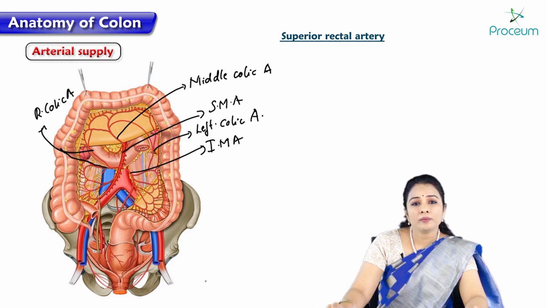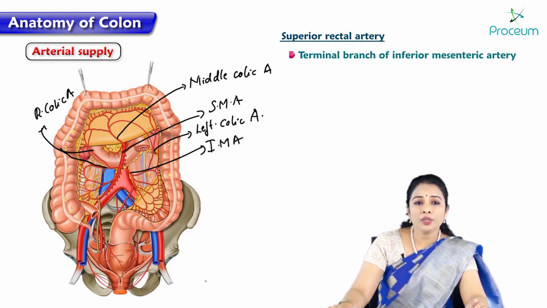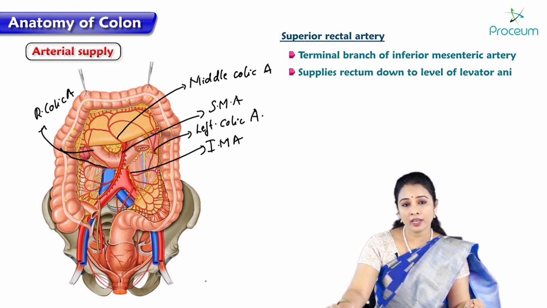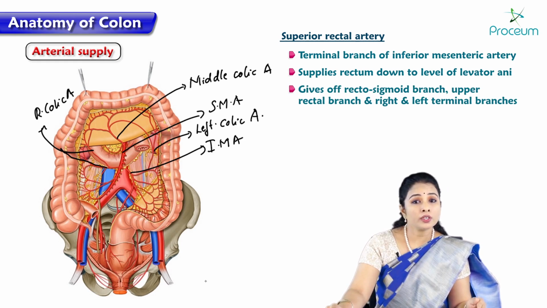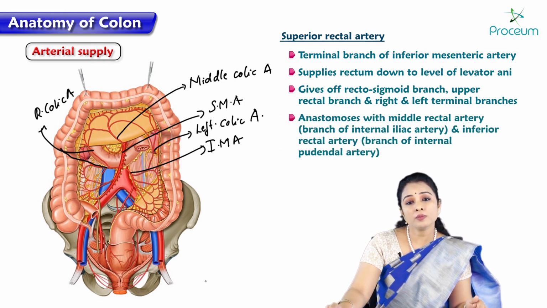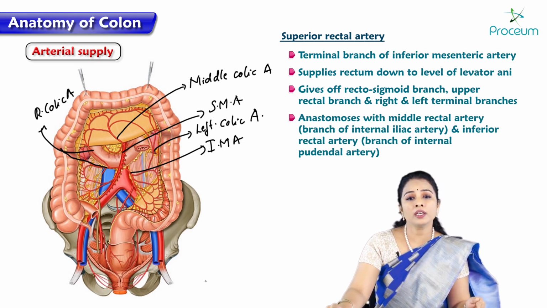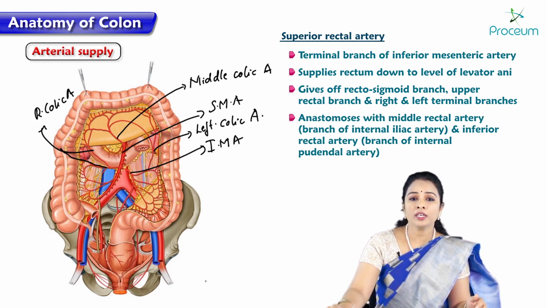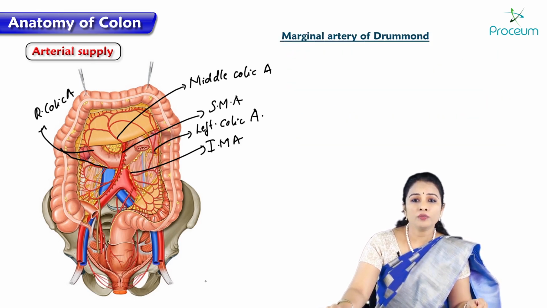Superior rectal artery. It is the terminal branch of the inferior mesenteric artery. Superior rectal artery supplies the rectum downward to the level of levator ani. It gives off a recto-sigmoid branch, an upper rectal branch, and right and left terminal branches. It anastomoses with the middle rectal artery, which is a branch of the internal iliac artery, and the inferior rectal artery, a branch of the internal pudendal artery.